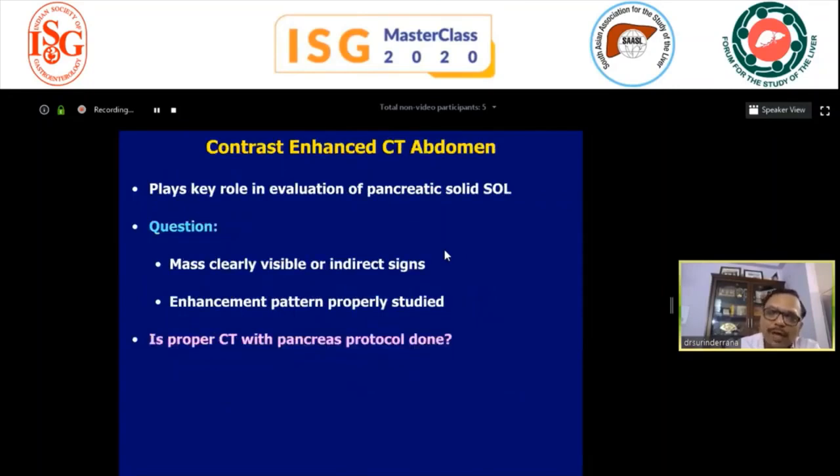So we have to rely on imaging, and contrast enhanced CT scan of the abdomen plays a key role in evaluation of pancreatic solid SOLs. And once we see a CT scan, we need to ask ourselves two questions. Is the mass clearly visible on CT, or we just have indirect signs like a dilated main pancreatic duct or a dilated bile duct? And then if the mass is visible, has the enhancement pattern been properly studied? So in other words, is a proper CT with a pancreas protocol done?